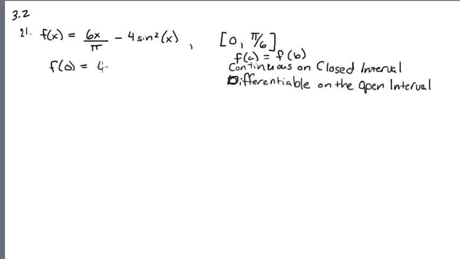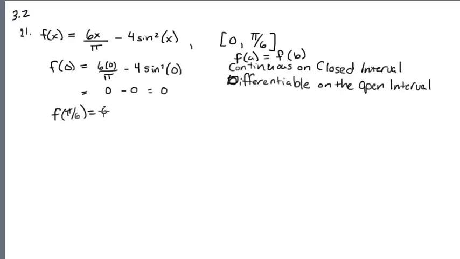That is going to be 6 times 0 over pi minus 4 times sine squared of 0, which is going to be equal to 0 minus 0 equals 0, because sine of 0 is 0, and 6 times 0 is going to be 0 as well. So we have 0. On the other endpoint, f of pi over 6, we want to make sure that that is also going to be 0.